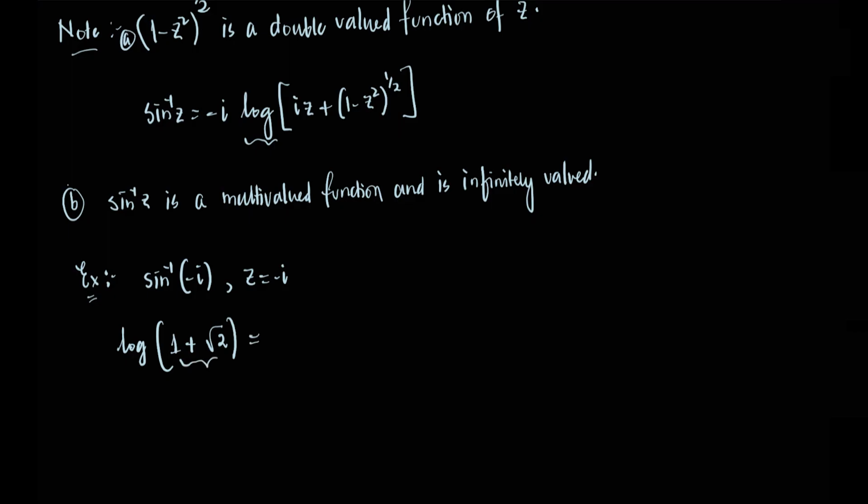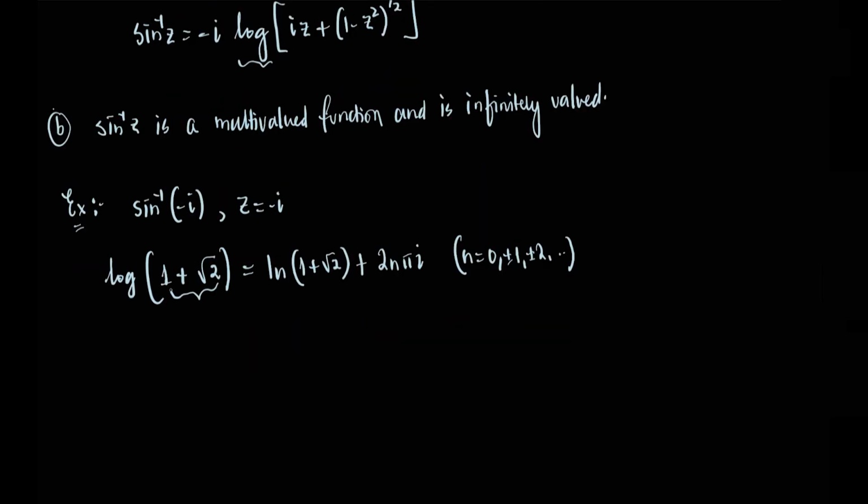Please remember this thing, very important. This is of course a real number, but we are looking at it from the complex lens. So this is the real log of 1 plus root 2, and then you have 2n pi i, because here the imaginary part is 0. n equals 0, plus minus 1, plus minus 2 and goes on. When n equals 0, this actually coincides with your real logarithm. So please keep that in mind.